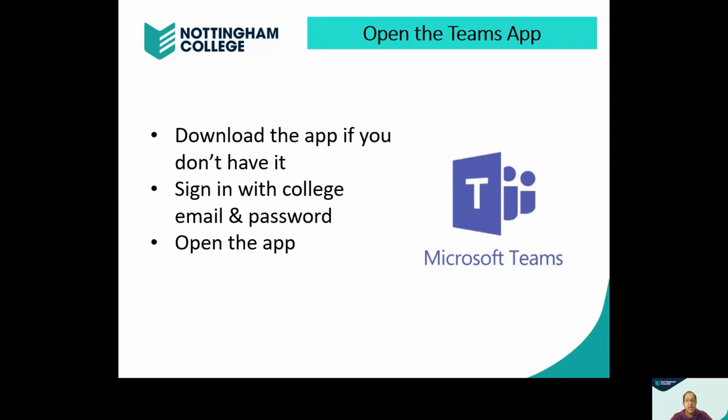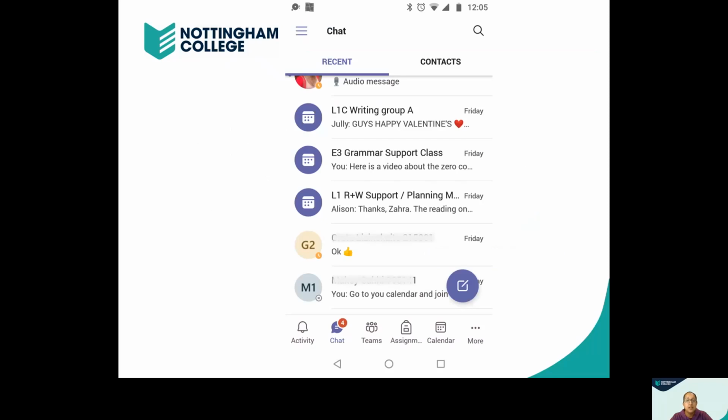Then open the app. You will see a screen that maybe looks like this. At the bottom, I can see that this purple icon is highlighted. This means I am in the chat box of the app. I can see all my messages from groups that I'm in or from individual people.